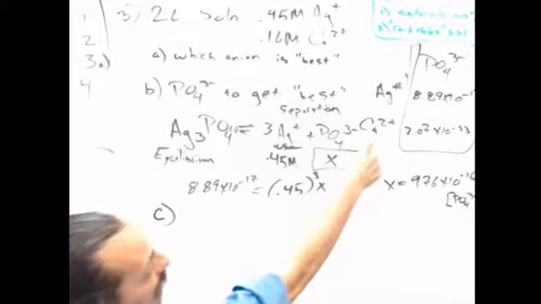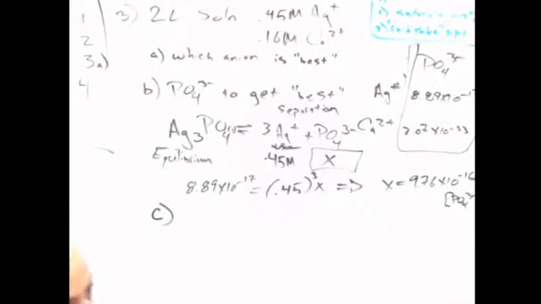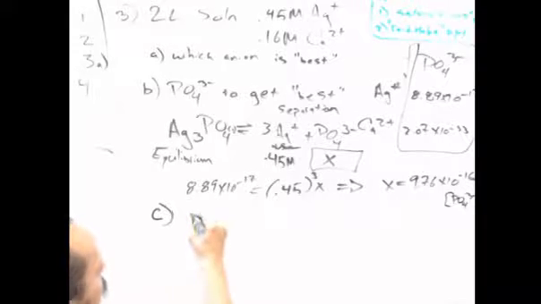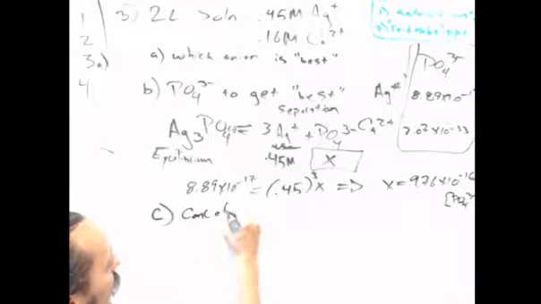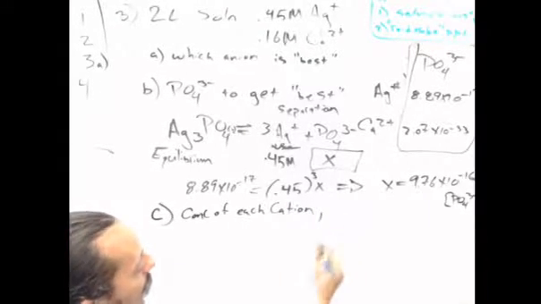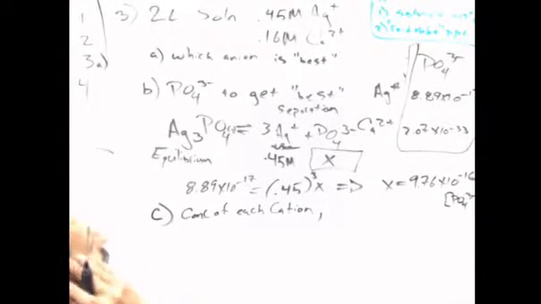Short answer is the common ion effect decreases solubility with increased initial concentration. So if we want to decrease the solubility of calcium, we want the largest concentration of phosphate possible. And I think that's what part C of the problem asks. It says, what is the concentration of each cation at the maximum separation? And you use the x is small approximation. So concentration of each cation.